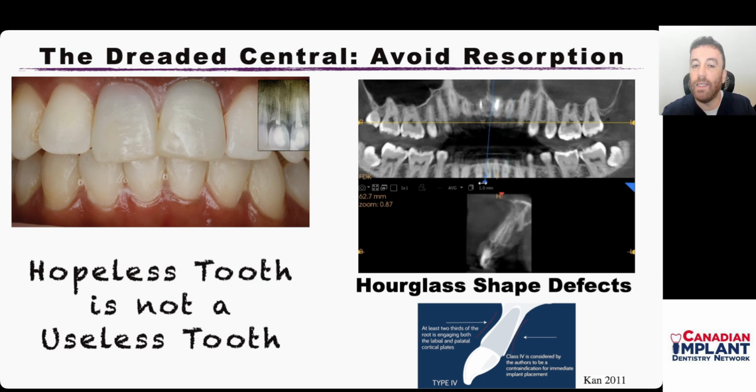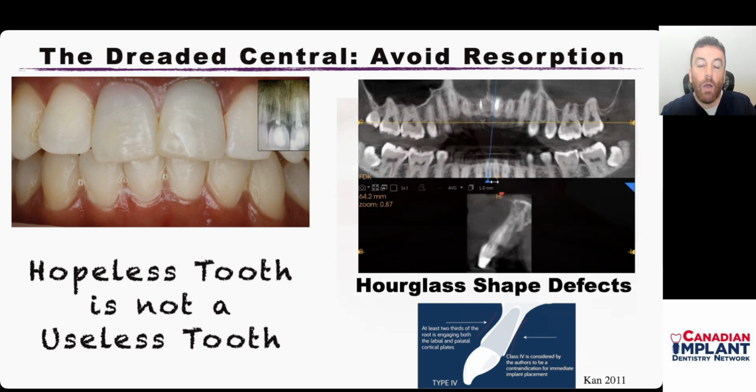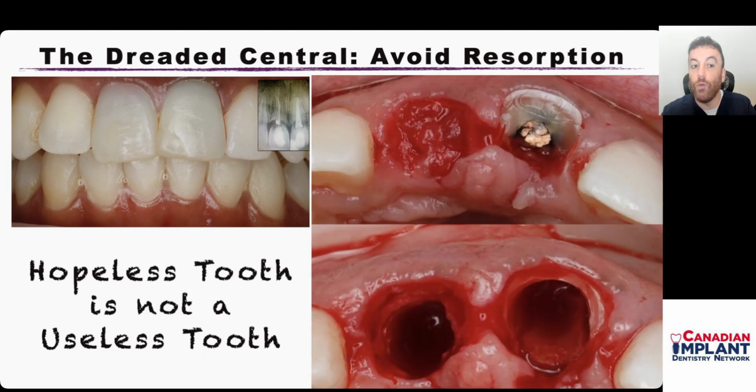When you took the CT scan, you can see the shape of the area has an hourglass defect, meaning that immediate implants will be very challenging because of the undercuts present. However, a hopeless tooth is not a useless tooth, a phrase coined by Dr. Salama and Henry Salama in an article in IJPRD. And you can see here, even though the one central has completely resorbed at the root level, the other one still has some favorable elements.